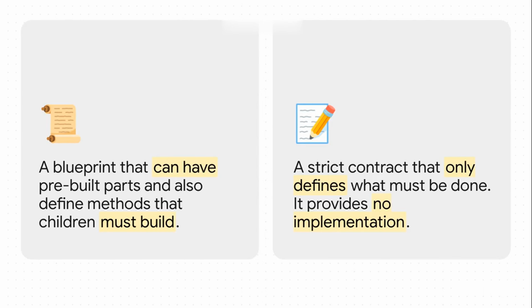And we have two main tools for this. First is an abstract class. Think of it like a partial blueprint. It can provide some pre-built parts, but it can also define certain things that its children must build for themselves. An interface, on the other hand, is more like a strict contract. It provides zero implementation. It's just a list of rules saying, if you want to play my game, you must be able to do these things.